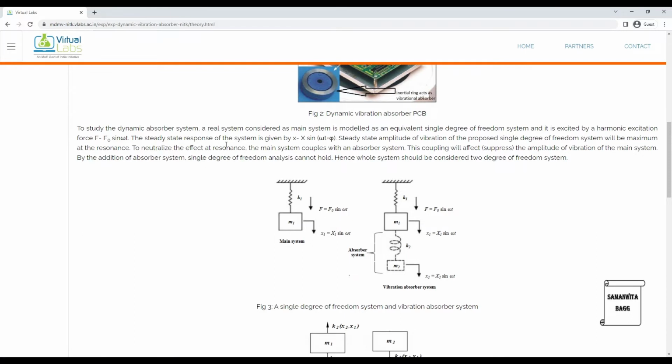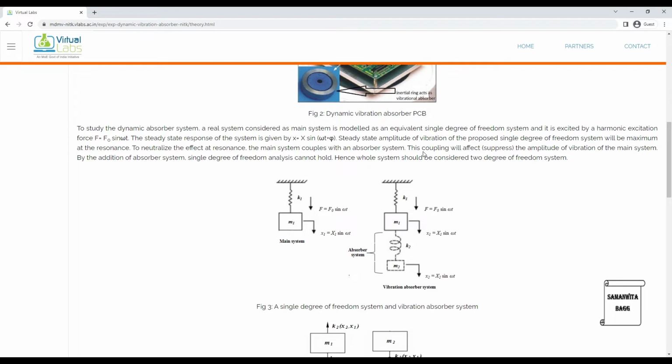The steady state response of the system is given by X equals capital X sin(omega t plus phi). The steady state amplitude of vibration of the proposed single degree of freedom system will be maximum at resonance. So this is what we understand. To neutralize the effect at resonance, the main system couples with an absorber system. This coupling will suppress the amplitude of vibration of the main system. By the addition of the absorber system, single degree of freedom analysis cannot hold. Hence, the whole system should be considered a 2 degree of freedom system.